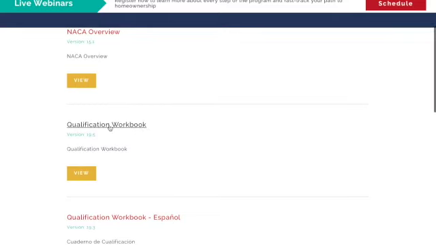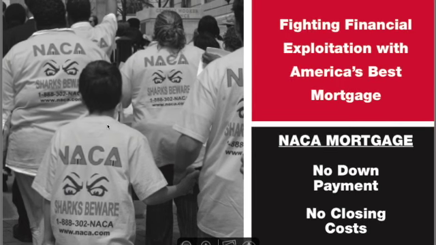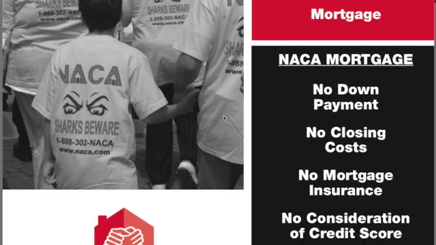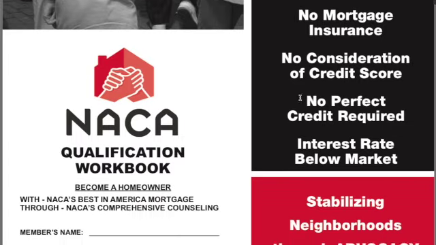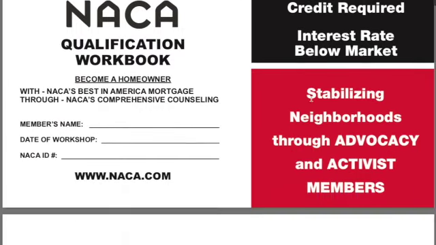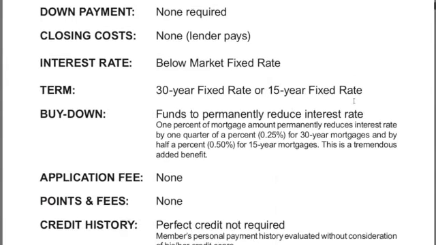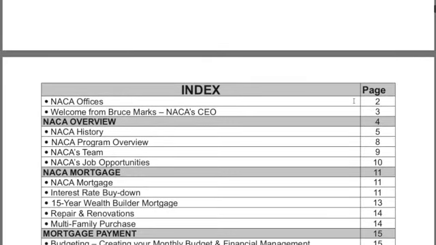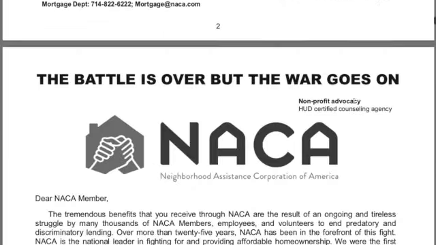So you would click on this qualification workbook and it will load. Here is the workbook. So again, no down payment, no closing costs, no mortgage insurance, no consideration of credit score, no perfect credit required, interest rate below market. And so it'll tell you what their purpose is for NACA, right? Once you scroll down, these are the things that I kind of went over in my first video. So I'm going to scroll down to the key information for today.